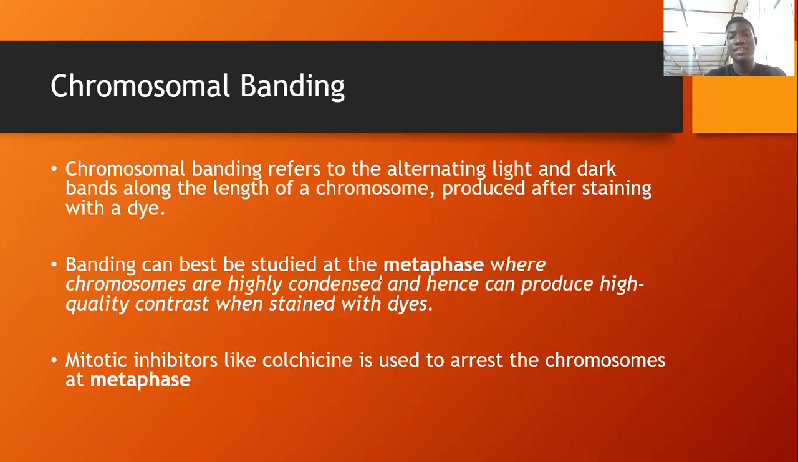And the banding can be studied best at metaphase. So chromosomal banding is usually done on our chromosomes at metaphase, where we arrest the cells at metaphase using a chemical, colchicine. We do that because at metaphase we have highly condensed chromosomes, and these highly condensed chromosomes would give us high contrast. Okay, good.